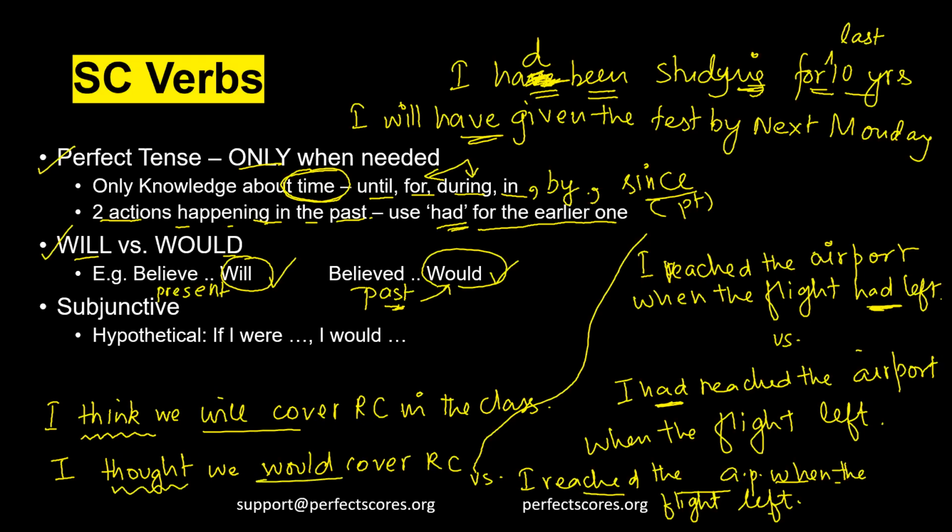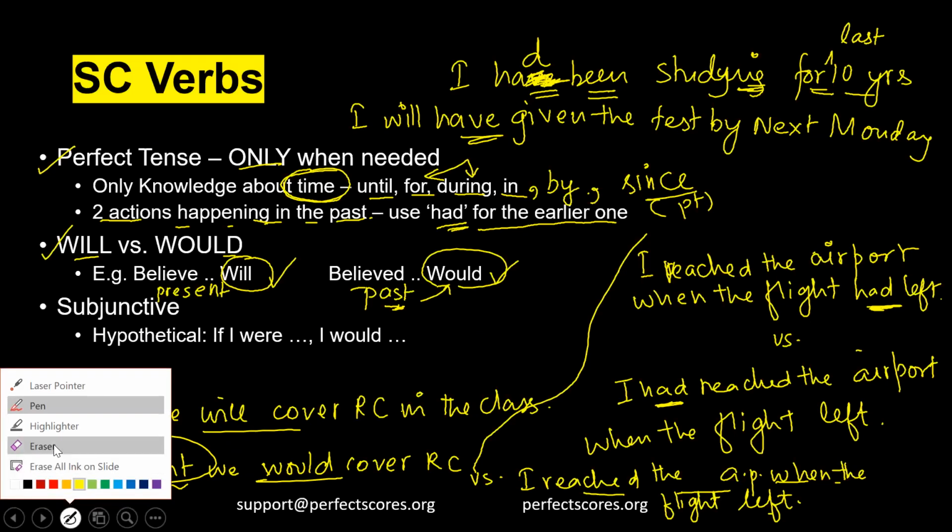So if you look at the options in the sentence correction question, and you see that a few options have will and a few have would, the first thing you need to do is find out when the action was taking place. Is it in the present or is it in the past? And then you'll be able to eliminate a few options. So in a sense, it's a very good error to have in the question because you're able to eliminate a few options at once, just choosing between will and would.